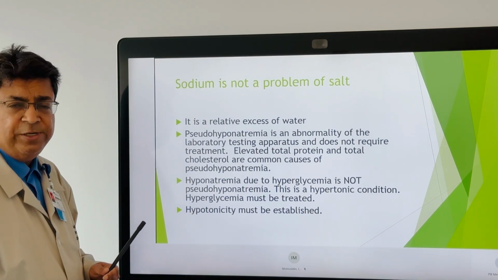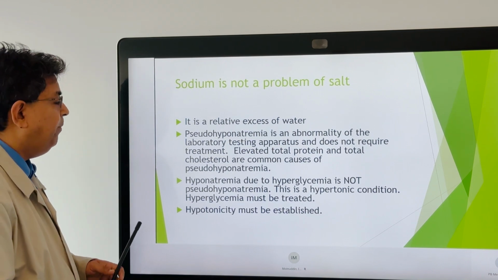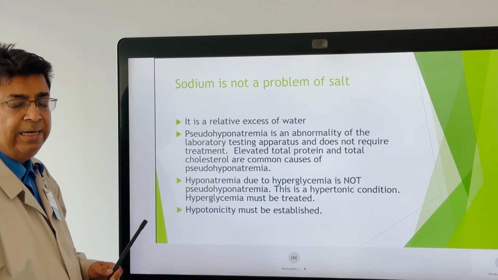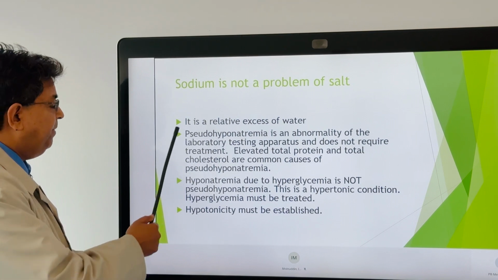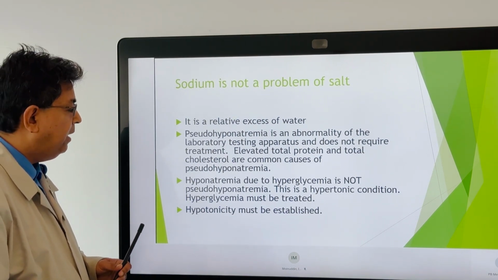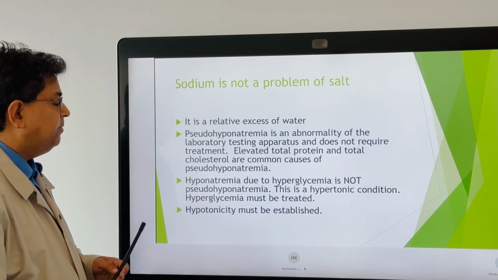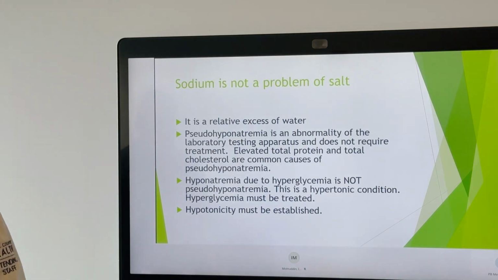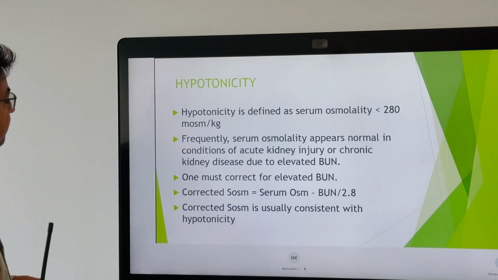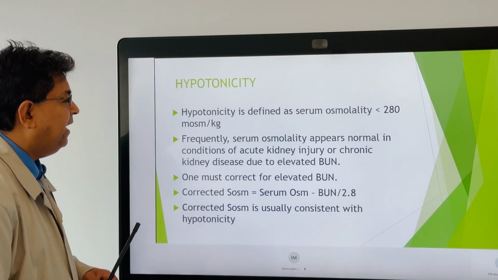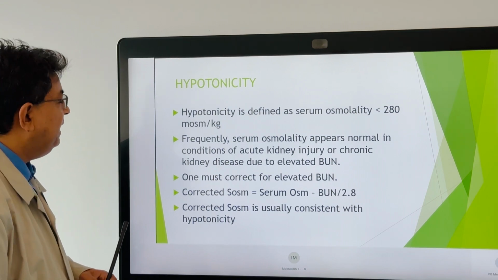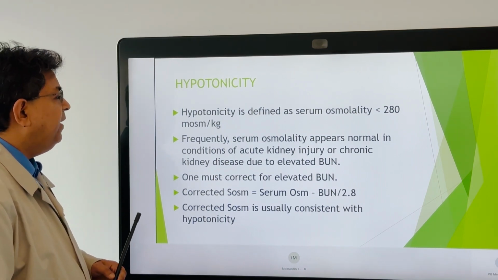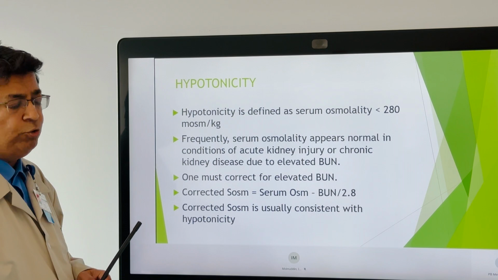So the first step in treating hyponatremia is to establish hypotonicity and exclude pseudohyponatremia, in which the serum osmolality will be normal, or hyperosmolality, such as hyperglycemia. Hypotonicity is defined as serum osmolality less than 280 milliosmoles per kilogram. Frequently, serum osmolality appears normal.